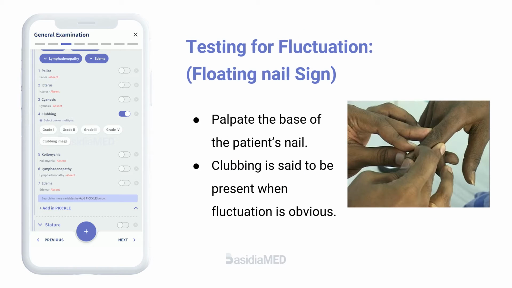Test for fluctuation. The patient's finger is palpated over the base of the nail by the tips of the examiner's index fingers. Clubbing is said to be present when fluctuation is obvious. Here, the palpation of the nail bed may give the impression that the nail is floating on its bed, hence the name, floating nail sign.